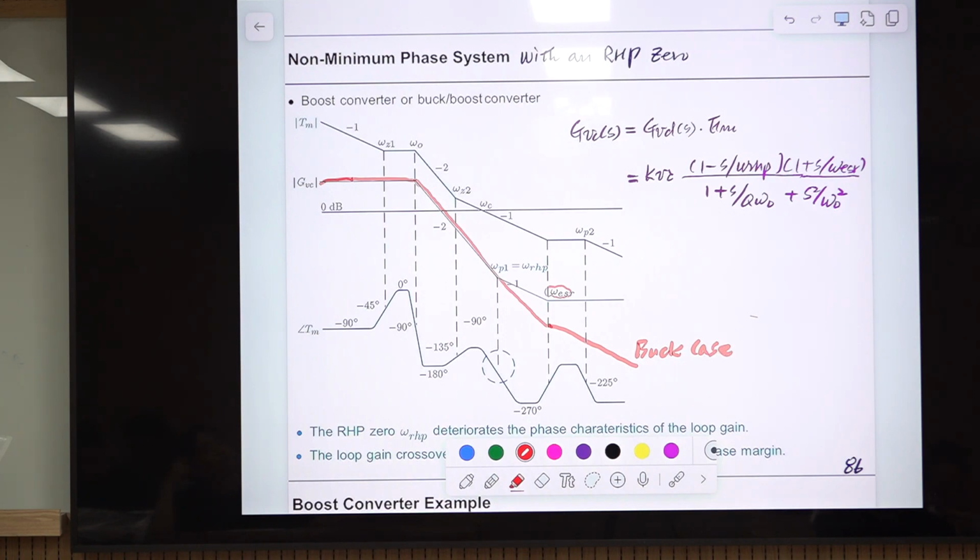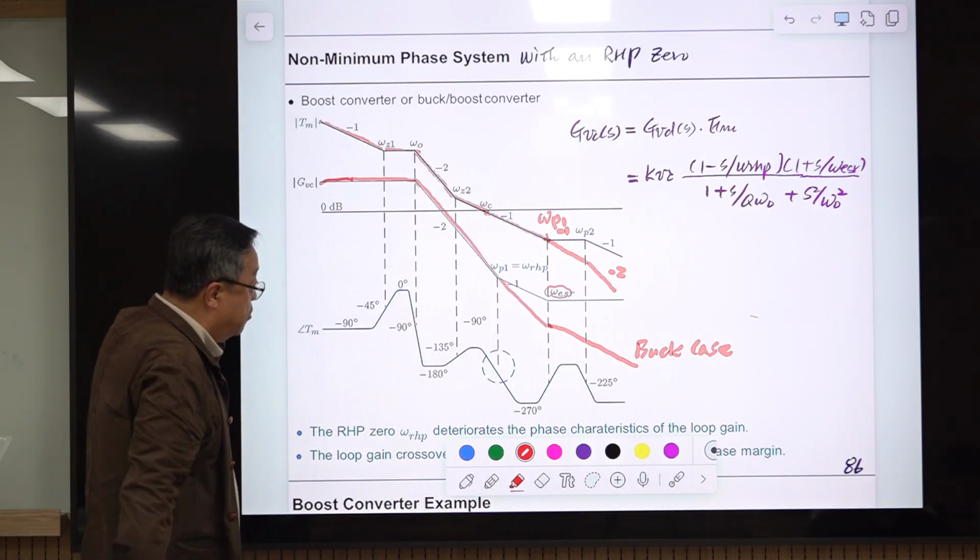And the loop gain crossover frequency is something like this. Assume this part remains the same. It goes -2, then -1 slope, and here omega Z2 is located. Omega P1 is located here, so the ESR zero is cancelled and it goes like this. And here is another pole, omega P2, so this is a -2 slope, then a -1 slope. So this is the case of the buck converter. I'll explain the buck-boost converter later in comparison with this.